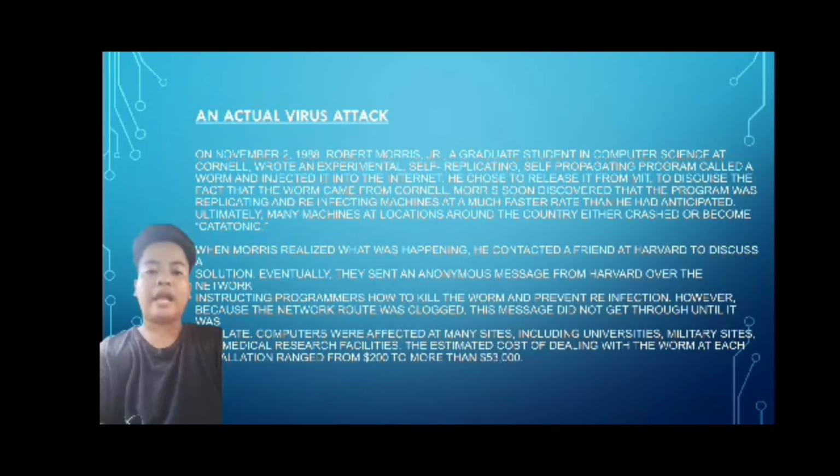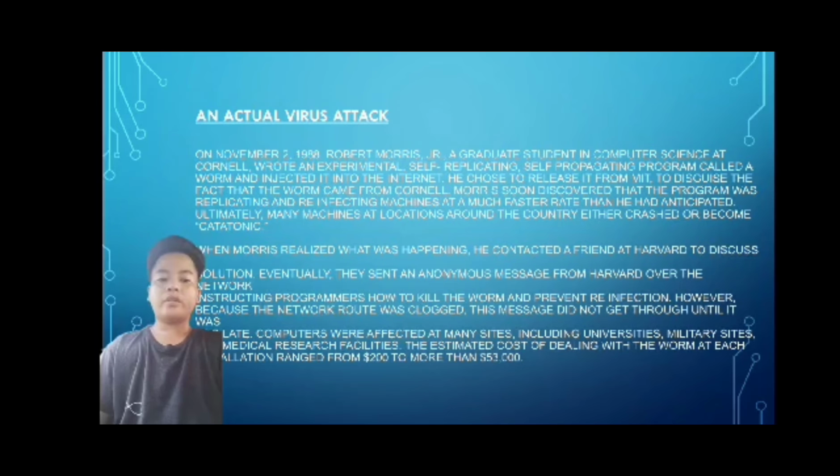An actual virus attack. On November 2, 1988, Robert Morris Jr., a graduate student in computer science at Cornell, wrote an experimental self-propagating program called a worm and injected it into the internet. He chose to release it from MIT to disguise the fact that the worm came from Cornell. Morris soon discovered that the program was replicating and reinfecting machines at a much faster rate than he had anticipated. Ultimately, many machines at locations around the country either crashed or became catatonic.